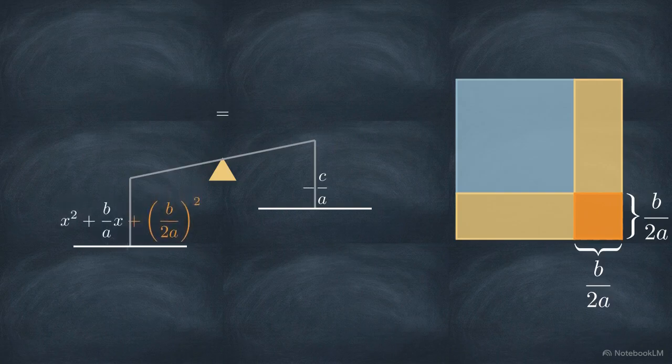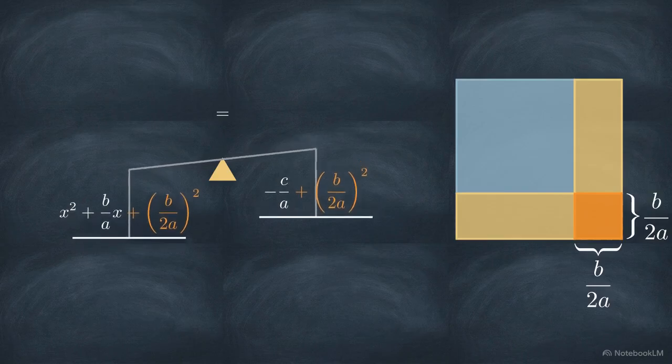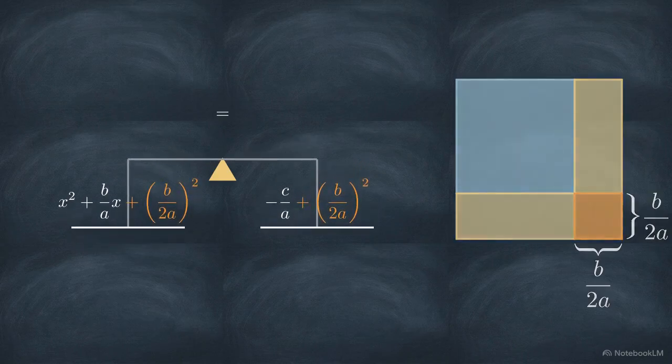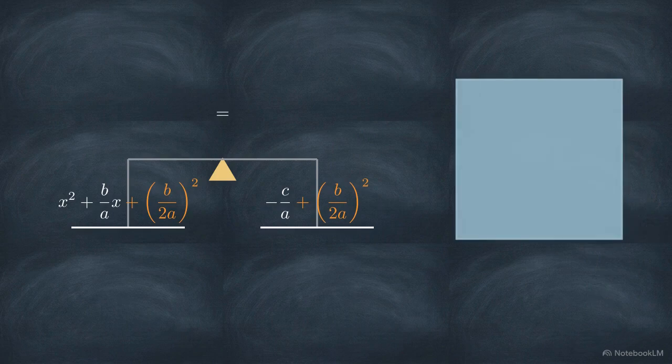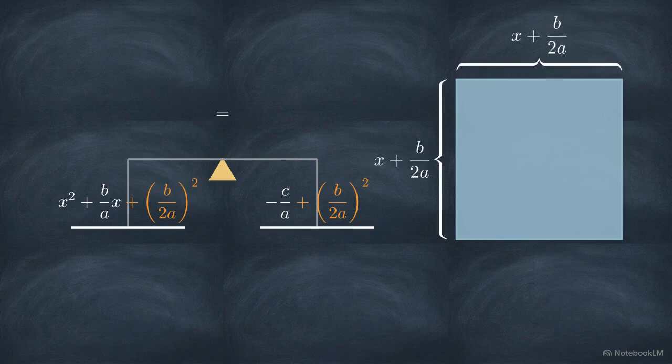The rules of algebra dictate strict balance. If we add new area to the physical shape, we must add that exact same mathematical value to both sides of our equation. So we add the squared term b over 2a to the left side and to the right side. The left side of our equation now perfectly mirrors the complete unified square area model. It is a single shape with side lengths of x plus b over 2a. Because of this, we can collapse the entire sprawling left side of the equation into a single factored binomial, x plus b over 2a all squared.